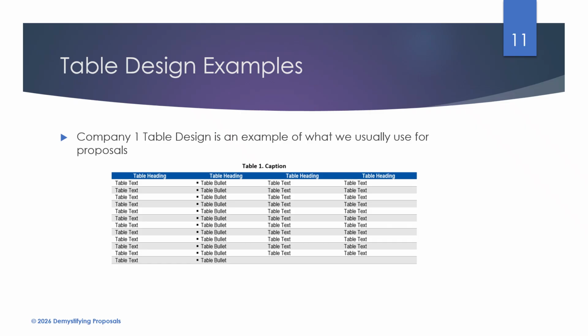Then you have table text, table bullet, and you apply the banding, right? So most tables, we like to see that banding because it makes it easier for people to see what's in what row versus what's in another row. And it makes it easier on the evaluator's eyes. So in this case, we've applied banding for every other row as a light shading of gray.